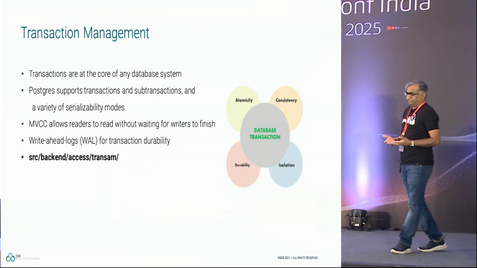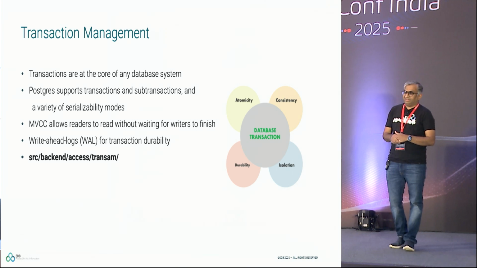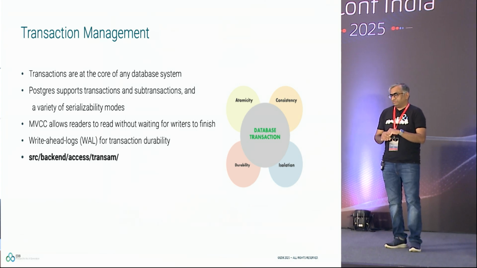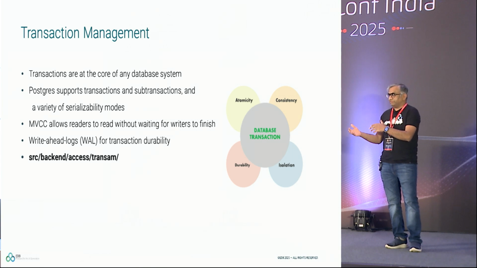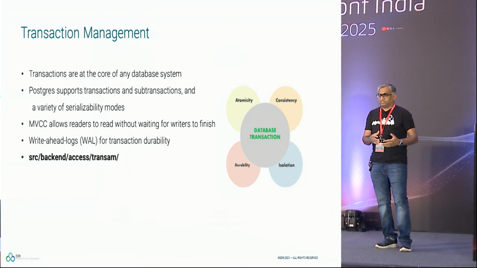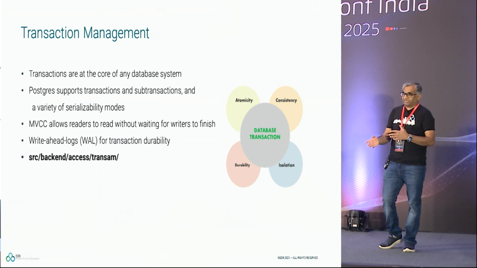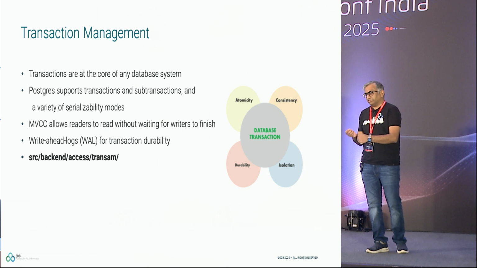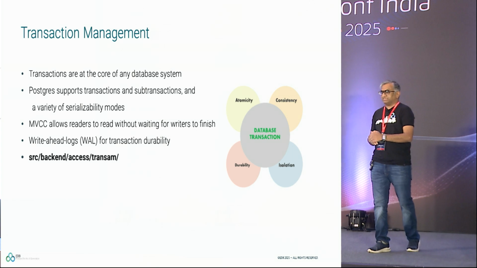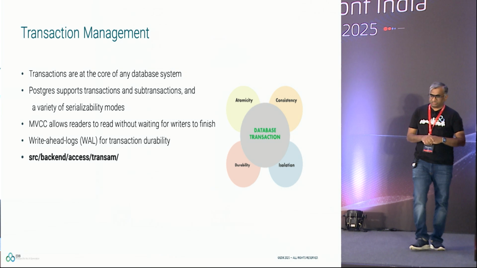Then comes transaction management, which is obviously an important part of any database system, and you need various things for transaction management. You need to establish transaction boundaries. We support sub-transactions, which means you have support for rolling back or committing sub-transactions. You need to track status of transactions. All of that code is under SRC backend access trans-AM. That's the primary place for transaction management.